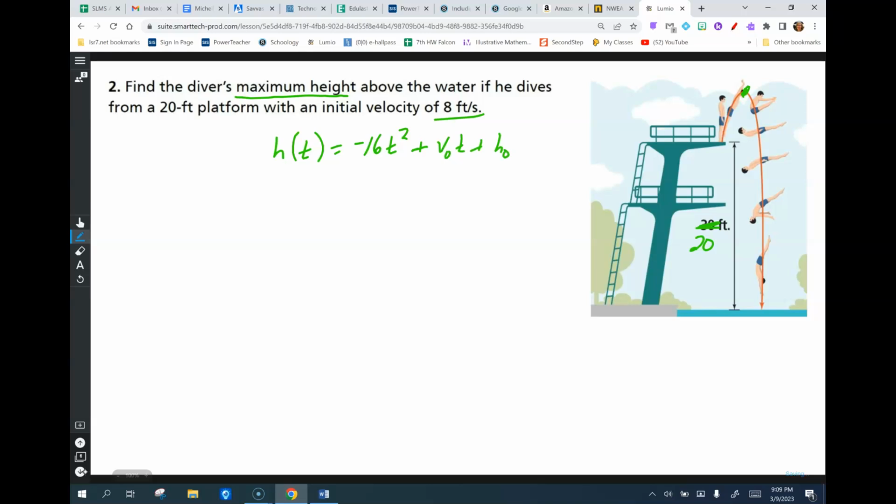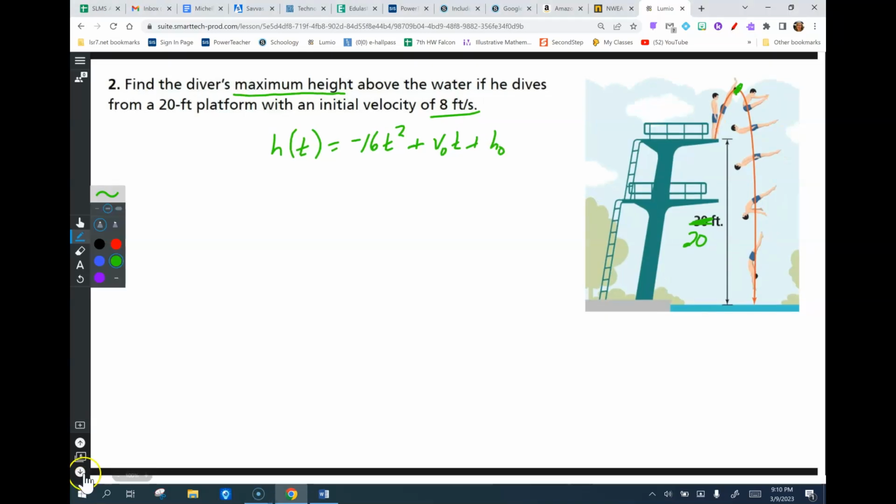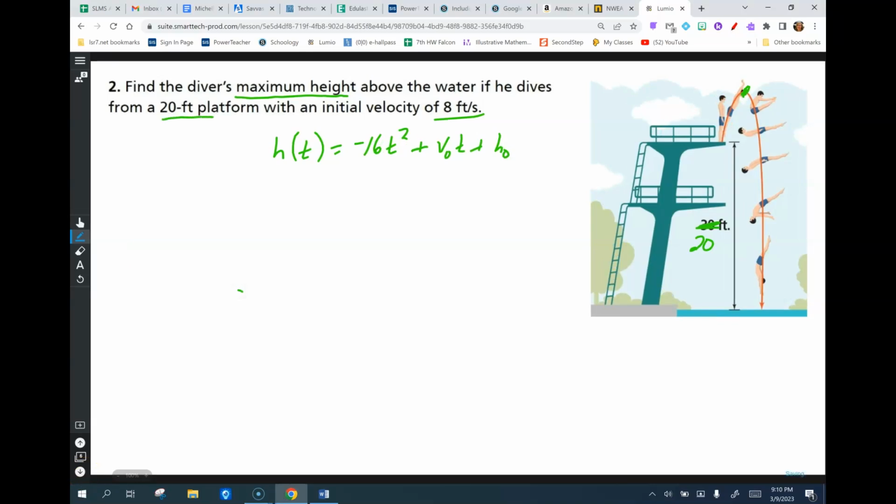Okay, so plug in what you know, go. So hopefully you know that this is my initial height, and this is my initial velocity. So your equation would be negative 16t squared plus 8t plus 20. That would be my function, but it wants the maximum height. So to find the maximum height, I'm going to have to find the y-coordinate of the vertex. That's going to be my maximum height. Notice maximum. So when we talked about finding the maximum, that's going to be your y-coordinate. So what we have to do is find the vertex.